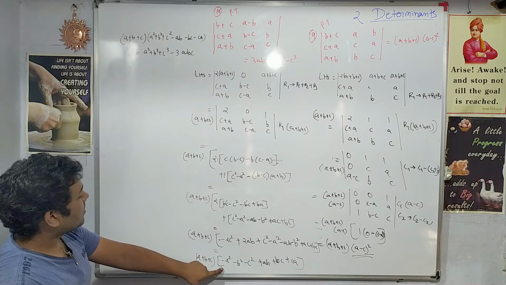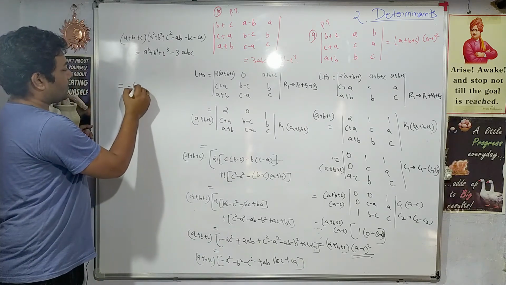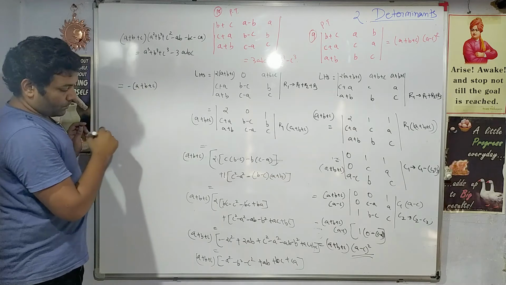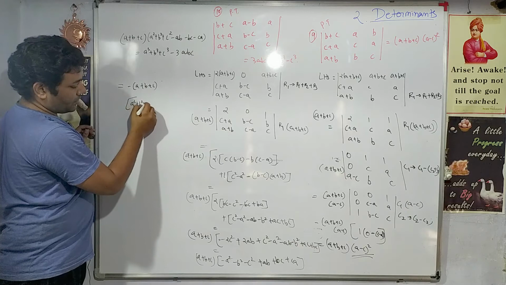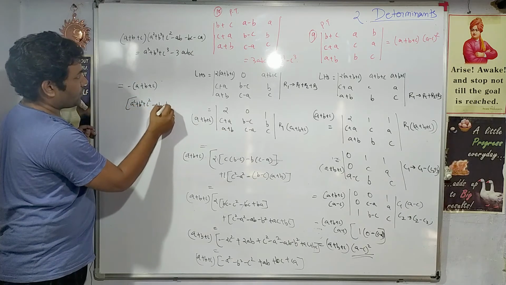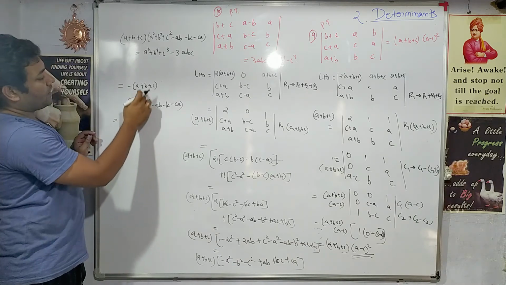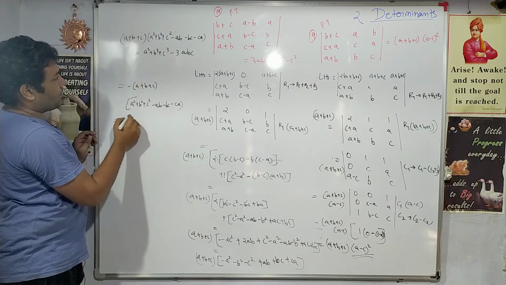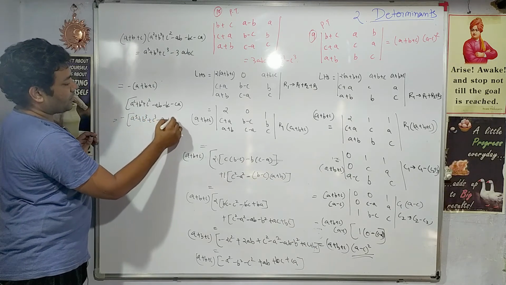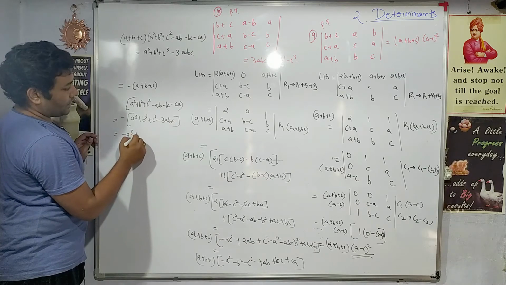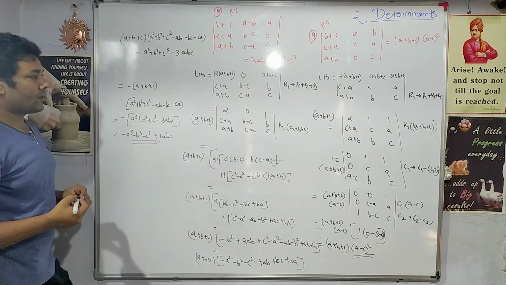So okay, if I simplify further, I get minus a plus b plus c. Then I have a square plus b square plus c square minus ab minus bc minus ca, correct? So this thing now can be replaced with this identity. So it will be minus a cube plus b cube plus c cube minus 3abc. So minus a cube minus b cube minus c cube plus 3abc, and that is what the answer is.